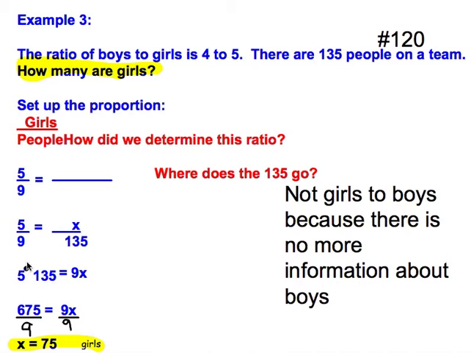We cross multiply and get 5 times 135 equals 9x. 675 equals 9x. And if we divide by 9 on both sides, we get x equals 75 girls. Our question asks about girls, so our label is girls.